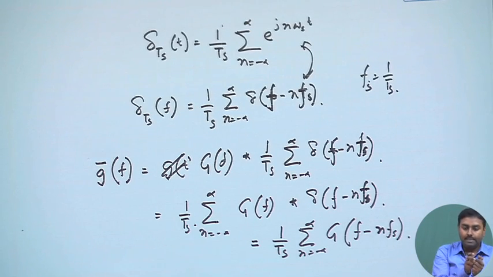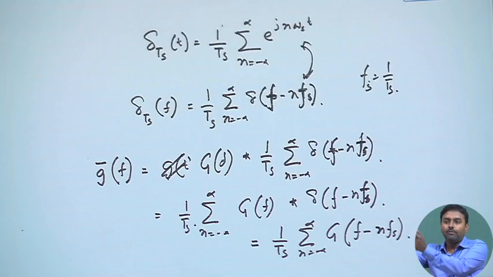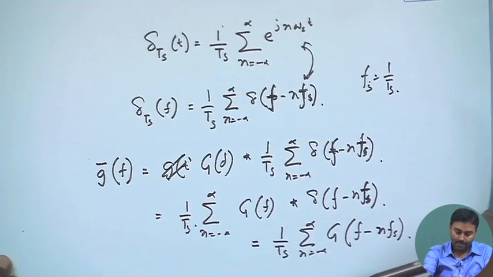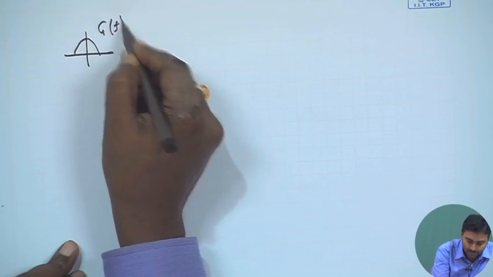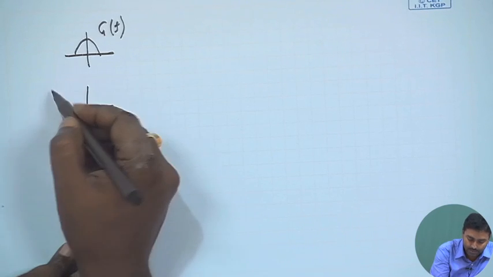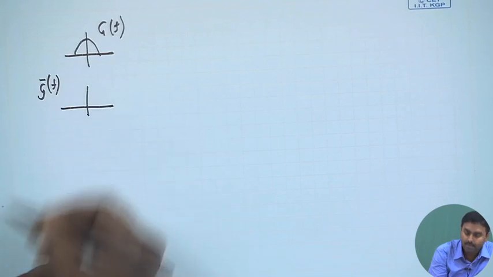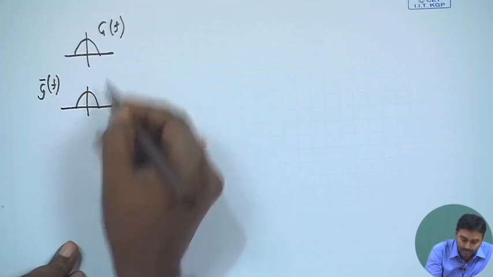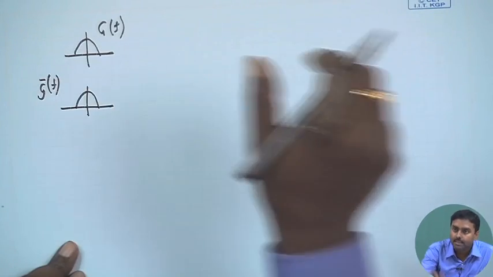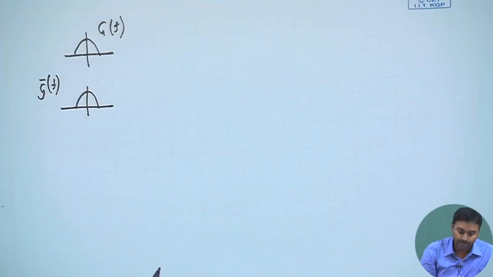So, just that g goes into every fs. So, in the frequency domain, what will be the corresponding representation? That was my g(f), now I am trying to get this g bar(f). So, how will that be represented? This entire thing gets repeated at every fs.